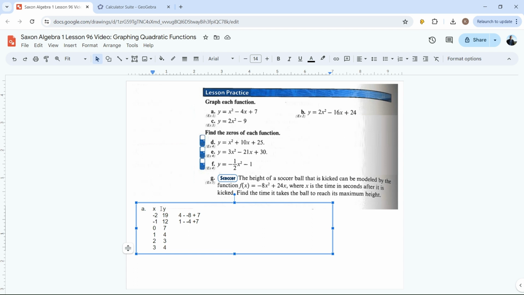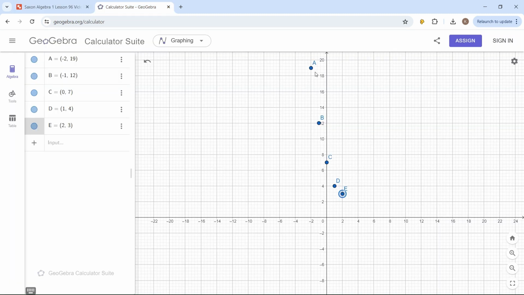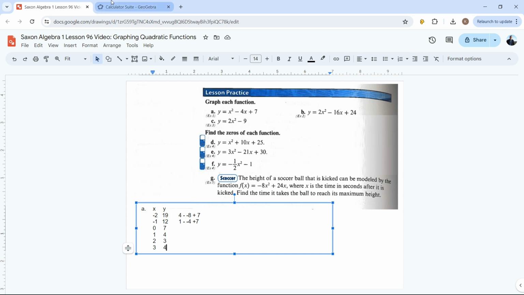When we graph these first 5 ordered pairs, if you put them on a graph, you would get this. Notice that I have the shape of a parabola here, but I only have half of my parabola. I need some points on this side to be able to draw the other side. I need at least 1 point to show me how the shape of it goes. So I'm going to put in that last point, 3, 4.